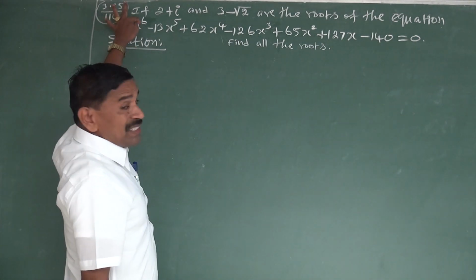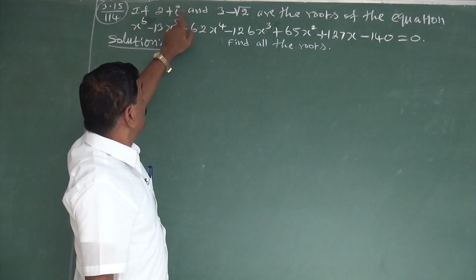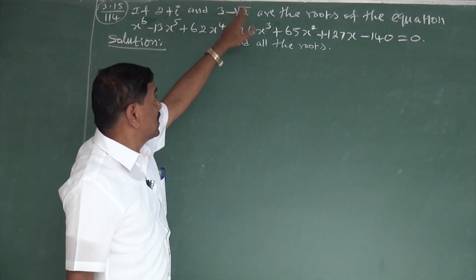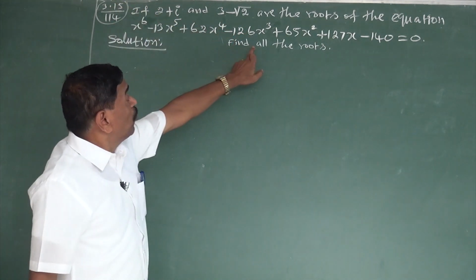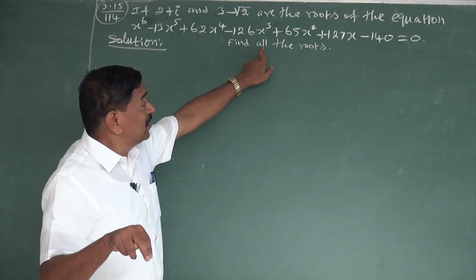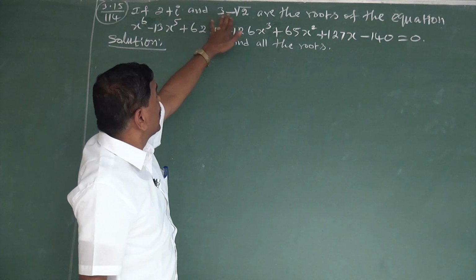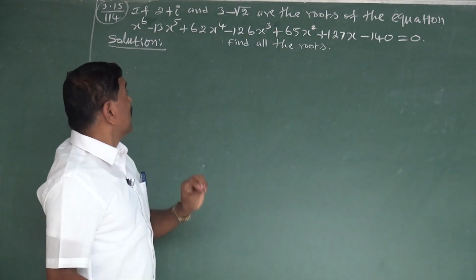Here the highest power is 6, so it has 6 roots. But given that 2 roots only, that is 2 plus i is 1 root and 3 minus root 2 is the next root. There are 2 roots given and we want to find all the 6 roots. The remaining 4 roots we have to find. Okay, now listen to the technique.